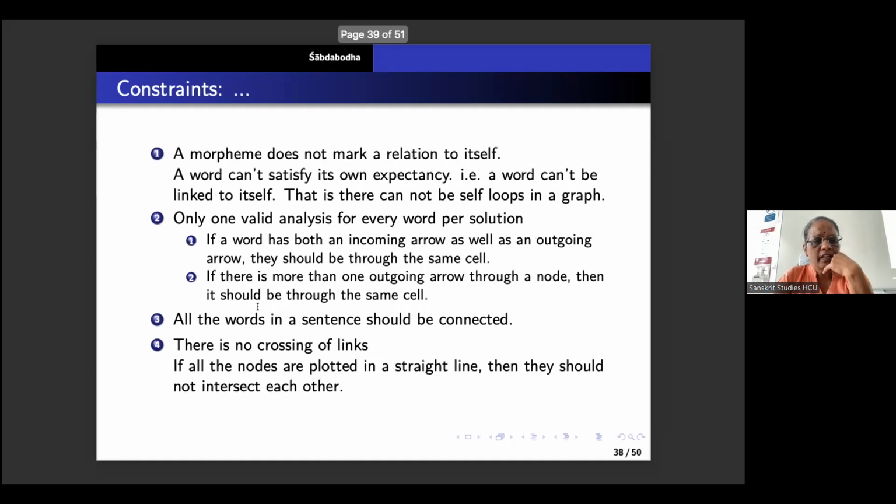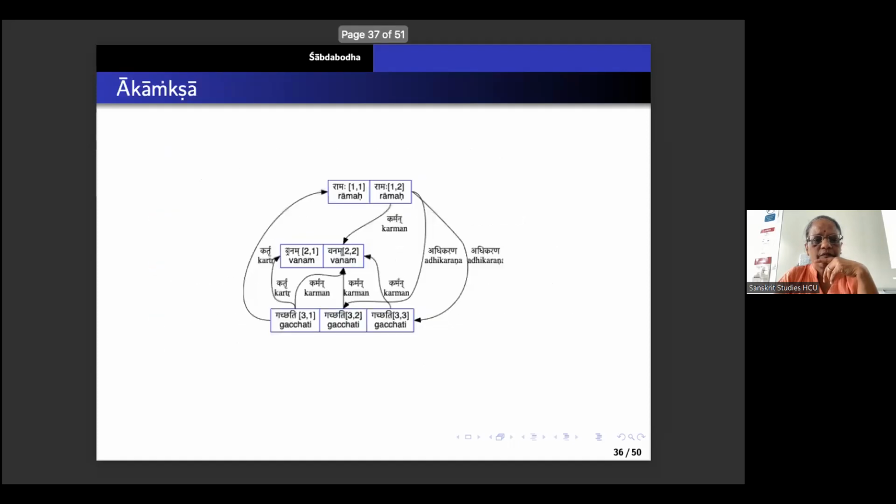Similarly, there is another constraint which says that a morpheme cannot mark a relation to itself. So always the suffix tells that this is related to something else, not to itself. So you can avoid the loops. There cannot be loops in the graph. And here we have two analyses possible for this word. But the constraint says that you can have either this analysis or this. You cannot have both simultaneously. So among these two, we need to choose one. Among these two, we need to choose one. Among these three, we need to choose one.